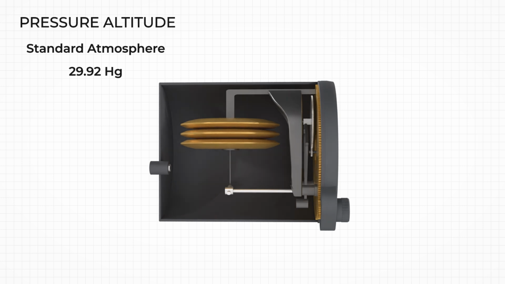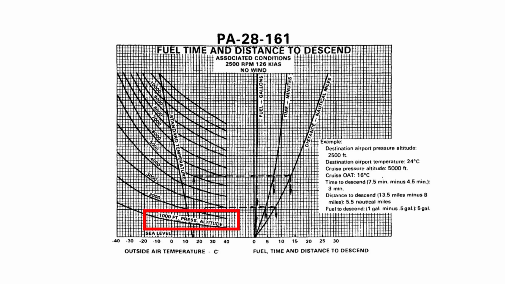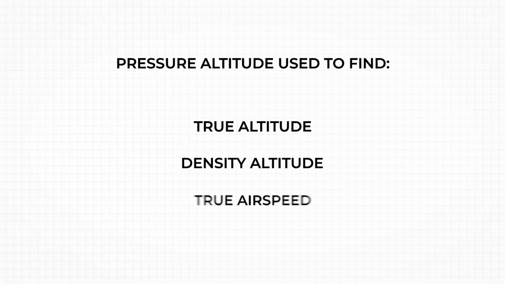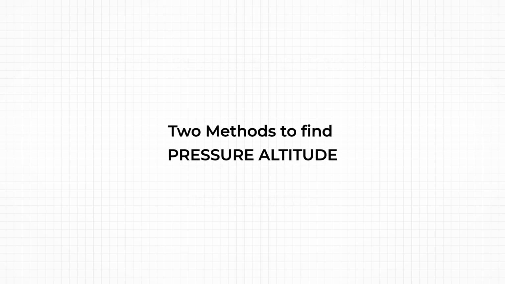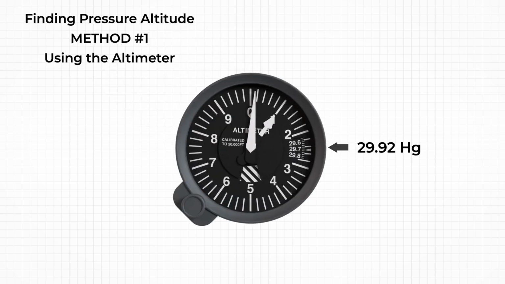Pressure altitude is extremely important because we use it for a lot of performance calculations, and we use it to determine our true altitude, density altitude, and our true airspeed. Here are two ways to find pressure altitude. The first one is simple and it has already been explained. Set the altimeter to 29.92, and whatever altitude is shown is the current pressure altitude.